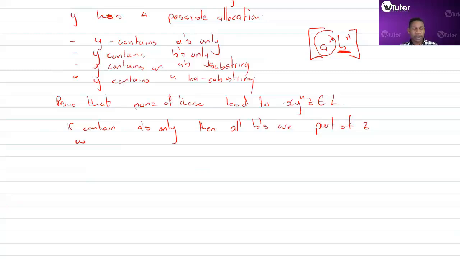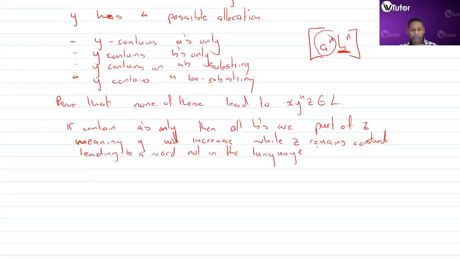Right? Meaning Y will increase while Z remains constant, leading to a word not in the language. Therefore, Y cannot contain A's only. Right, so that makes sense for A.